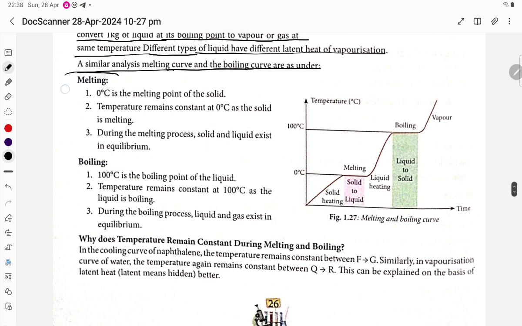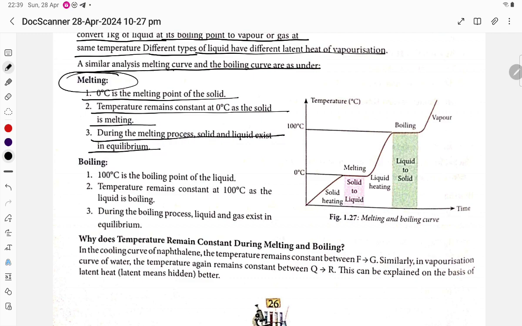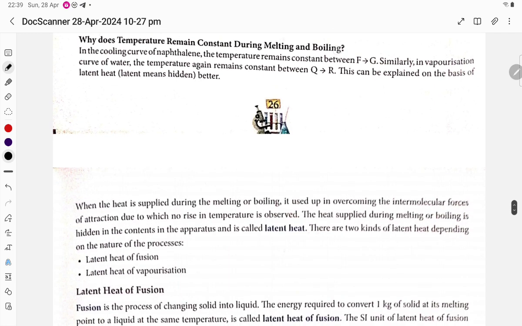So what is melting? 0 degree C is the melting point of the solid. Temperature remains constant at 0 degree C as the solid melts. During the melting process, solid and liquid exist in equilibrium. What is boiling? 100 degree C is the boiling point of the liquid. Temperature remains constant at 100 degree C as the liquid boils. During the boiling process, liquid and gas exist in equilibrium.